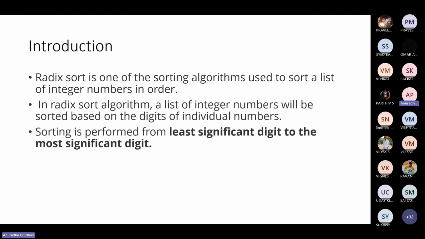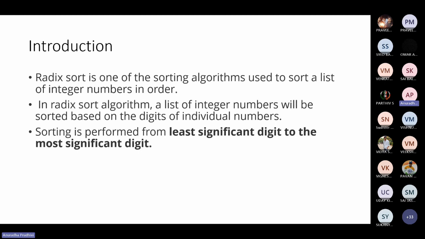We sort the elements based on the least significant digit first. Next we have to sort that list, then we consider the second least significant digit, and we continue up to the most significant digit.